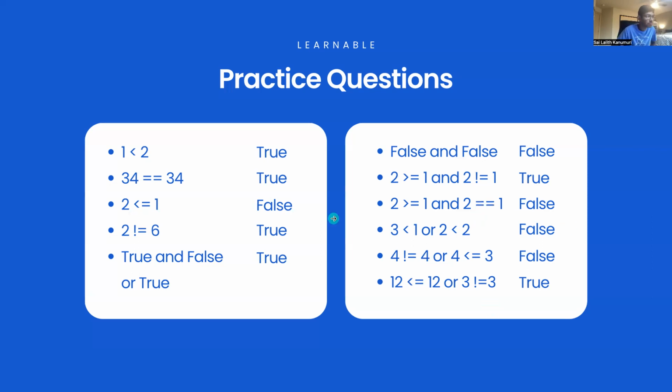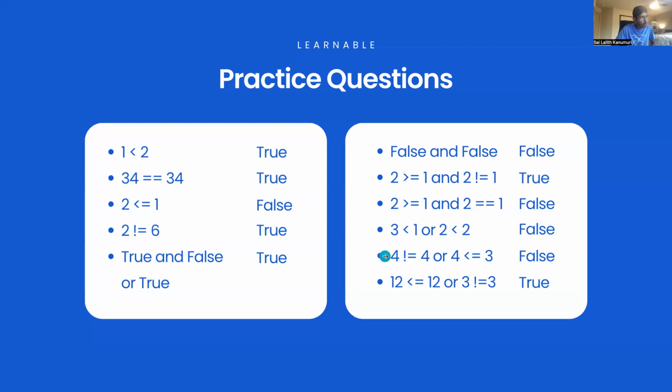Now let's do the next one. 3 is less than 1. That is false. Or 2 is less than 2. That is also false. It's false or false, so it's false. Even if one of the two expressions is true, then the expression is true for the or operator.